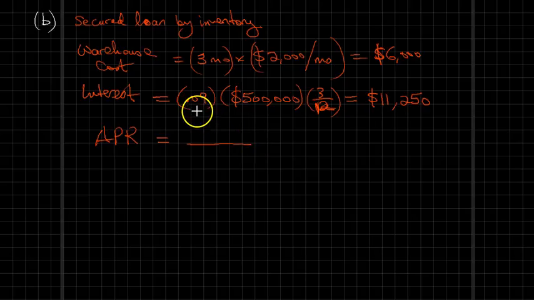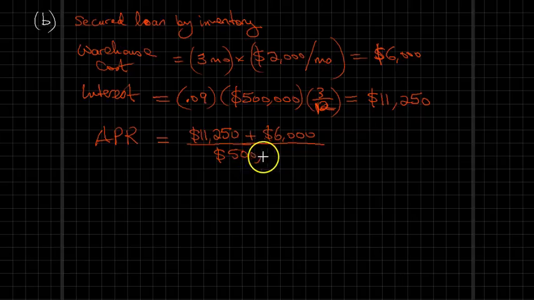Finally, the effective cost, or the effective APR, would be equal to, using the same formula, the interest expense. I know the cost items include the interest, $11,250, plus the $6,000 warehouse cost, all divided by the total amount of the loan, which is $500,000. And recall the formula also includes this 12/3 factor as well. So doing the algebra, it comes out as 13.8%.